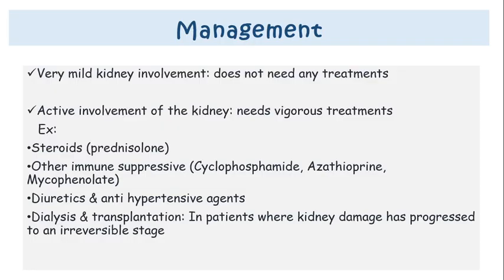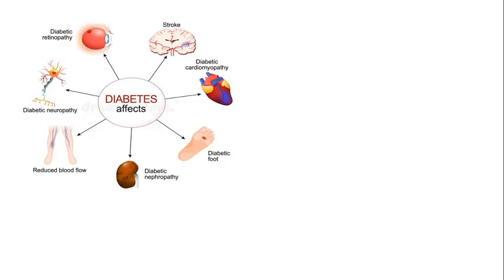So that's about lupus nephritis, how the kidneys are affected in systemic lupus erythematosus, which is an autoimmune condition. Now all of us know that type 2 diabetes mellitus is one of the common non-communicable diseases worldwide. So when a person has diabetes mellitus, it can affect a lot of that person's body organs.